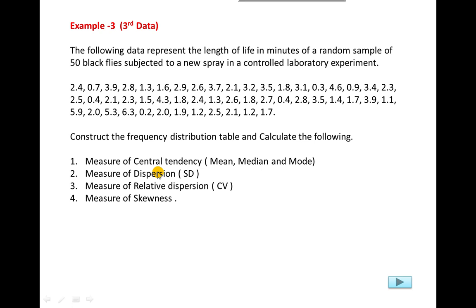So the first, second, third and fourth steps are the same, but for the size of the class interval we will use a different method. And what is the difference? For the size of the class interval, the format of the size should be the same as the format of the data. This is the most important thing.